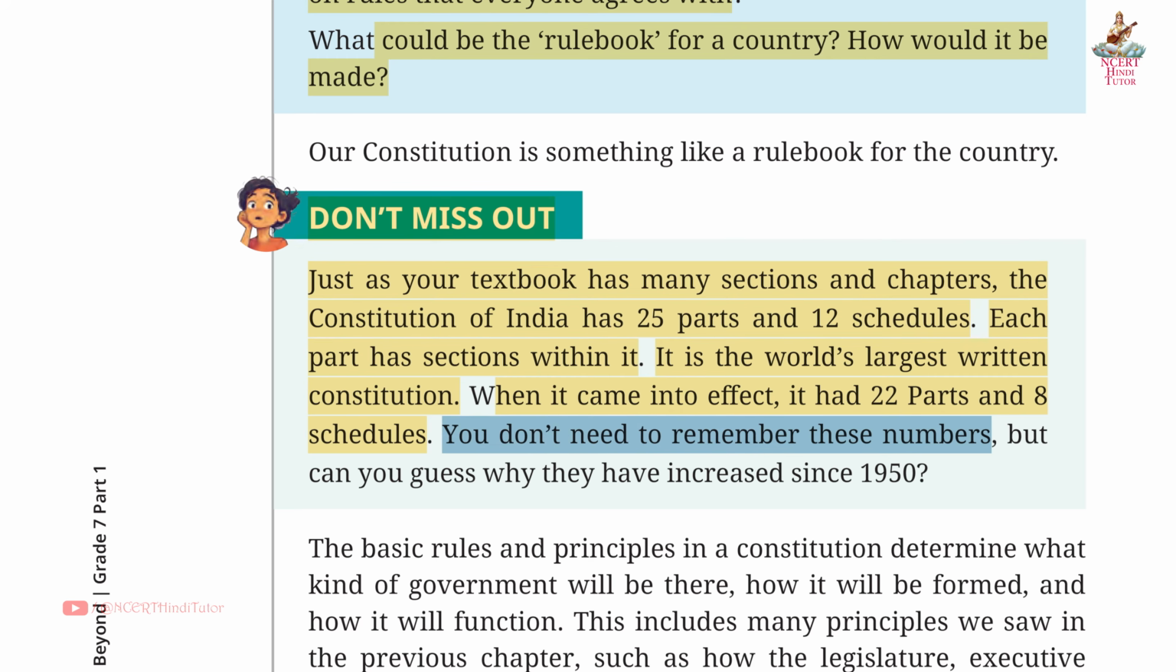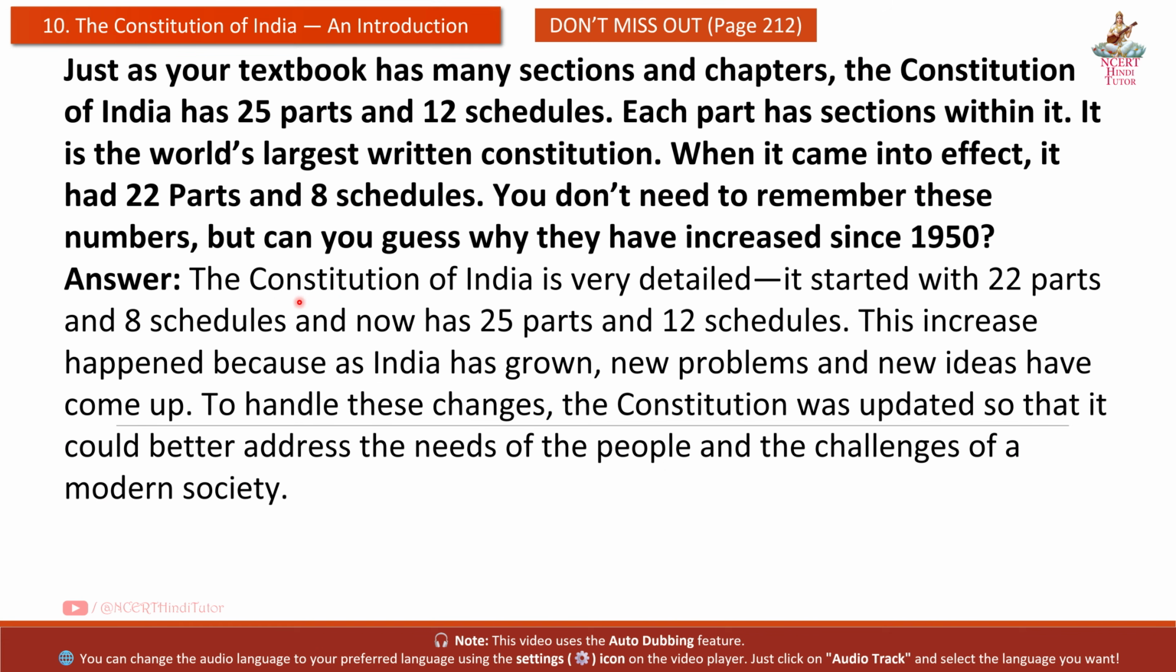You don't need to remember these numbers. But can you guess why they have increased since 1950? Answer: the Constitution of India is very detailed. It started with 22 parts and 8 schedules and now has 25 parts and 12 schedules. This increase happened because as India has grown, new problems and new ideas have come up. To handle these changes, the Constitution was updated so that it could better address the needs of the people and the challenges of a modern society.